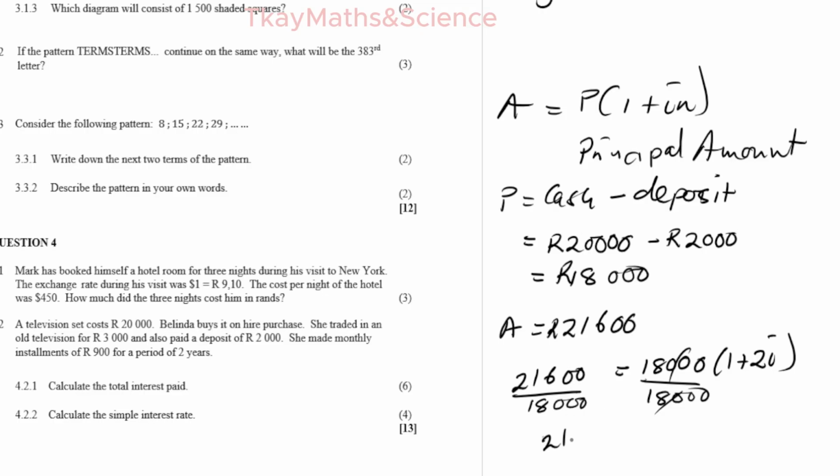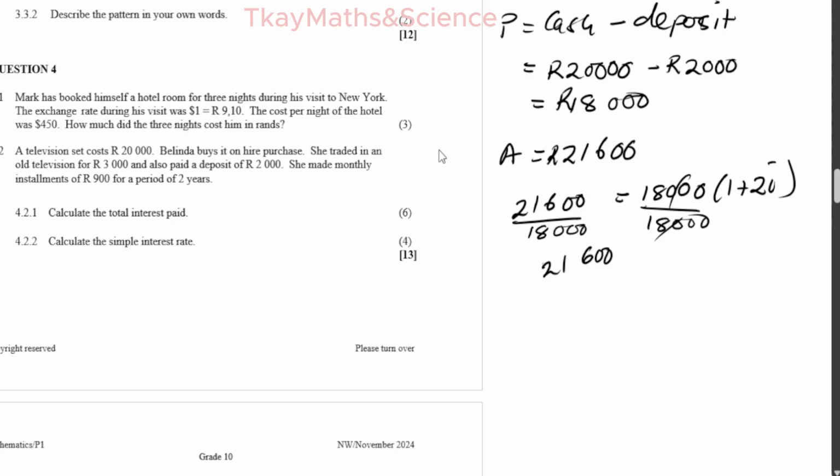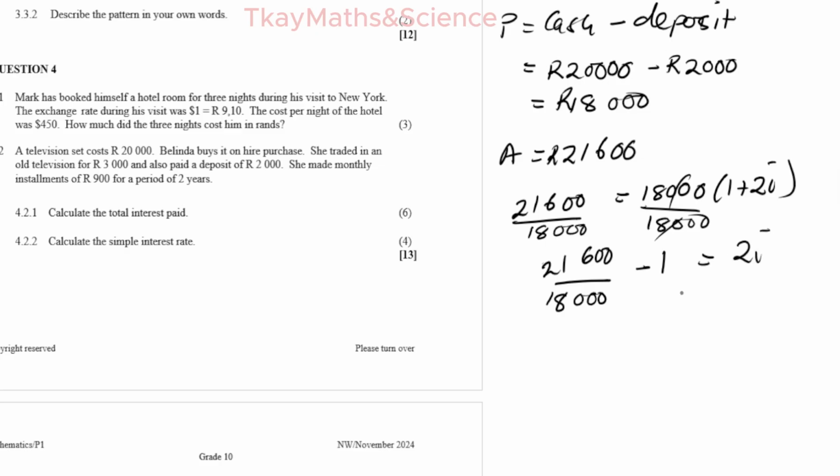So it's going to be 21,600 all over 18,000 minus 1, because we take this 1 to the other side and it becomes minus 1. It's equal to 2i. Now if you punch this in your calculator, you're going to get 0.2.